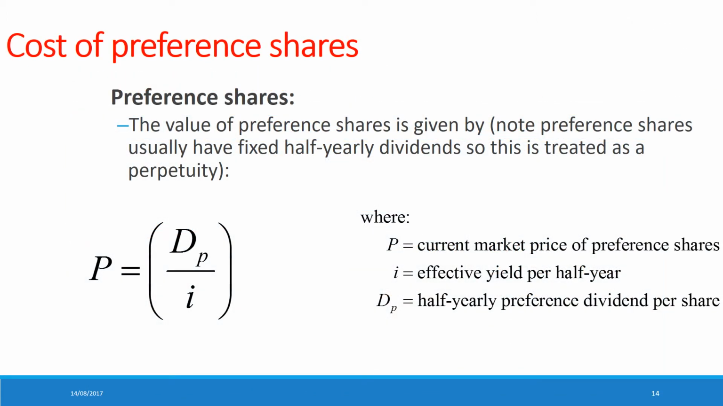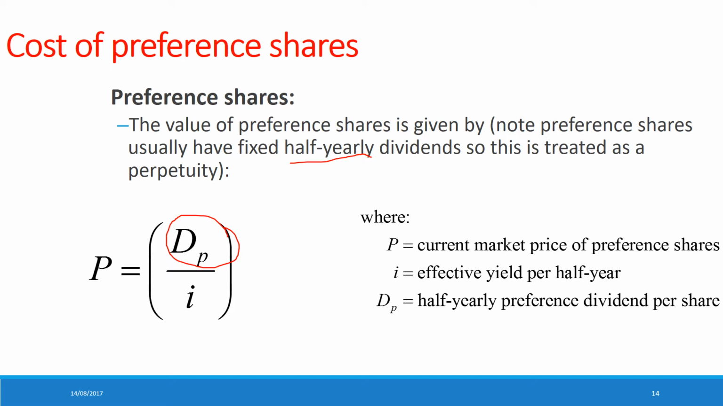Preference shares are a bit different from common shares, as we mentioned before, because preference shares have less exposure to risk. Also, the dividends payable on preference shares tend to be fixed, and they tend to be paid half yearly. Given that the dividend is fixed, there's no growth rate for the dividend. The value formula for preference shares is only the normal perpetuity formula.